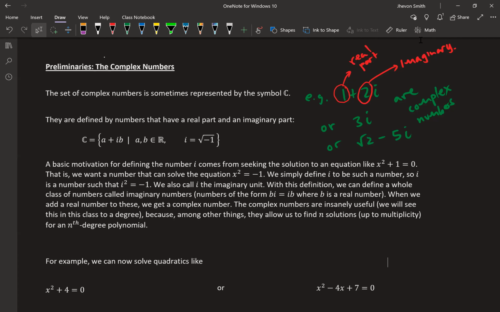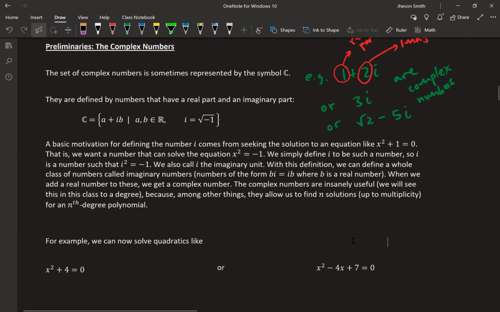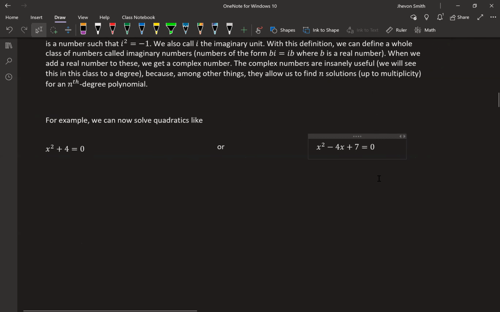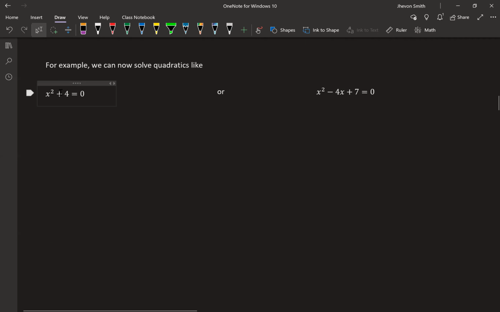That leads to a whole set of numbers that are called complex numbers. And the complex numbers are very useful because now they allow us to solve nth degree polynomials. Any nth degree polynomial now will have n solutions up to multiplicity, and that's actually pretty useful. So now we can solve equations that we couldn't have solved before, like x squared plus 4 equals 0. So I could solve that by just saying, okay, x squared equals -4. Then I would be able to take the square root of both sides.